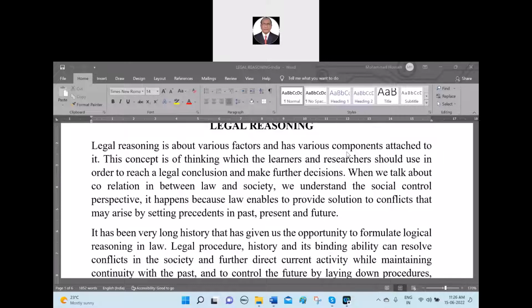Right to life, right to dignity, right to health, right to education. These are all the things you have, and they should be fulfilled by the state because you are paying the tax. Hence, all these things will be taken care of by the state.